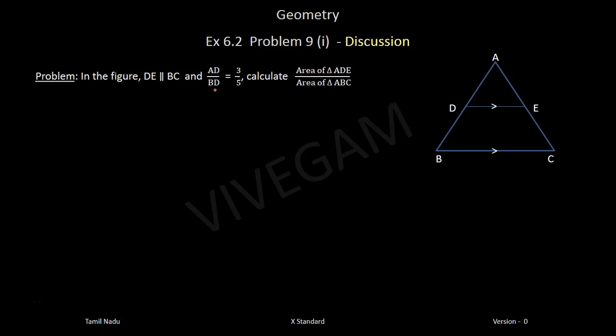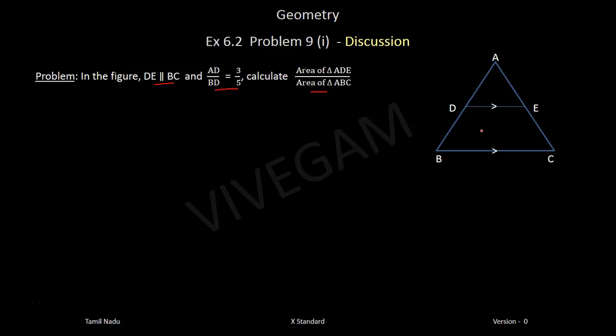So let's mark what is given here: DE is parallel to BC is given, and we are asked to calculate the ratio of the triangles. At one look, we have to prove that these two triangles, the smaller triangle and the bigger triangle, are similar to each other, and it can be easily shown using the AAA criterion because this line DE is parallel to BC.